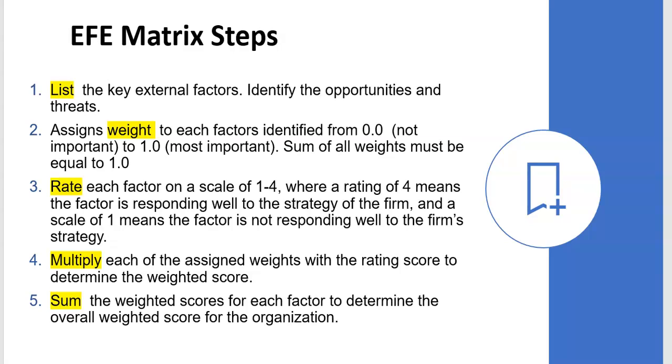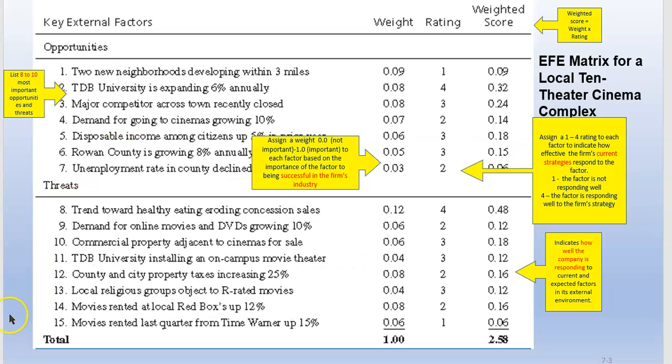The third step is to rate each factor on a scale of 1 to 4, where a rating of 4 means the factor is responding well to the strategy of the firm, and a scale of 1 means the factor is not responding. The fourth step is to multiply each of the assigned weights with the rating score. And the last step is to sum the weighted score for each factor to determine the overall weighted score for the organization. This is an example of an EFE matrix for a local 10 theater cinema complex.